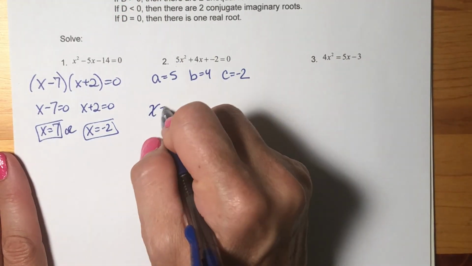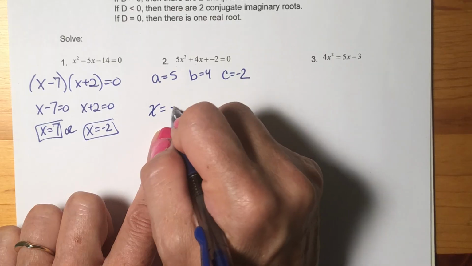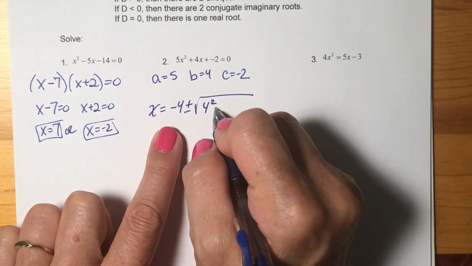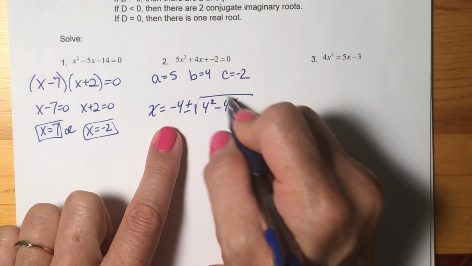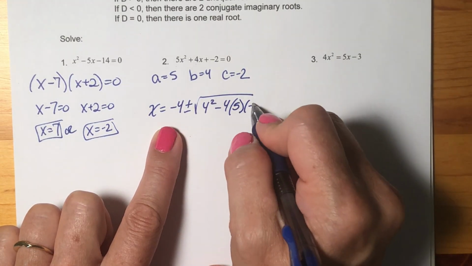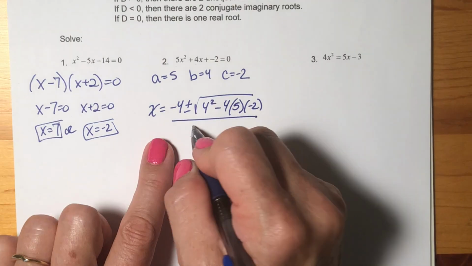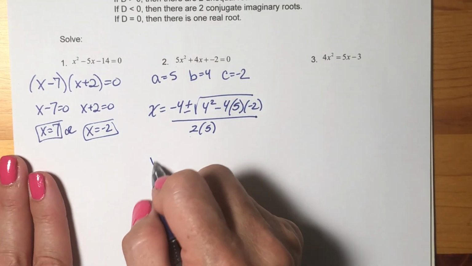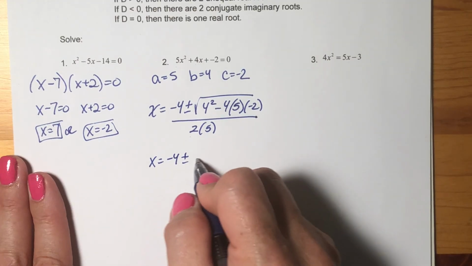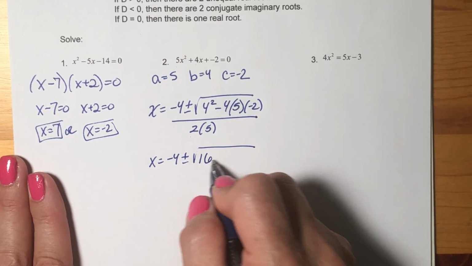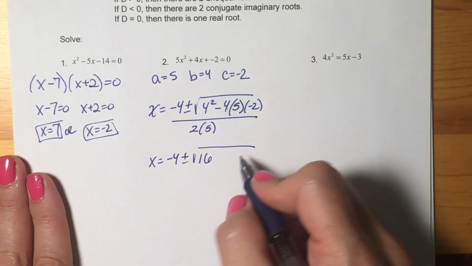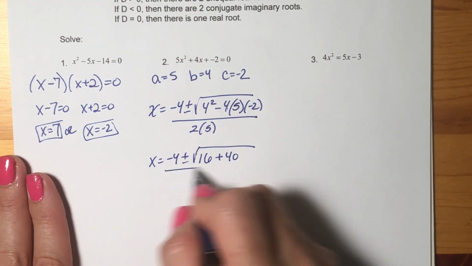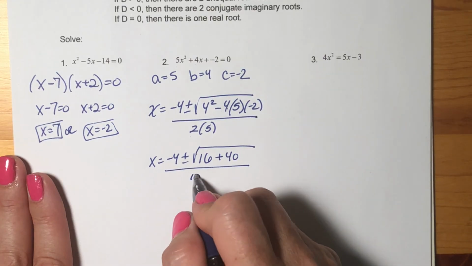All right, so x is equal to the opposite of b, so negative 4, plus or minus the square root of b squared, so 4 squared, minus 4 times a, in this case 5, times c, which is negative 2, all over 2a, so 2 times 5. Oh, all I have to do is clean this up. x is equal to negative 4 plus or minus the square root of 16. 5 times 4 is 20, times 2 is 40, negative times a negative is positive, so positive 40 here, all over 2a, which is 10.